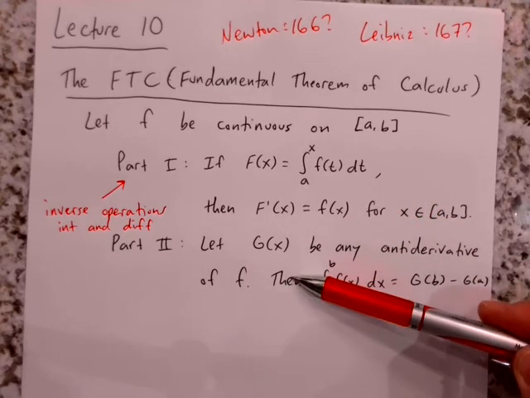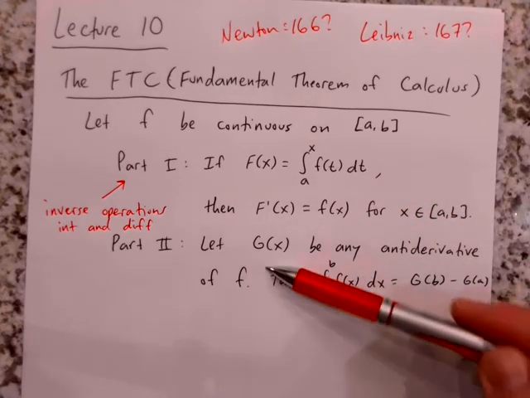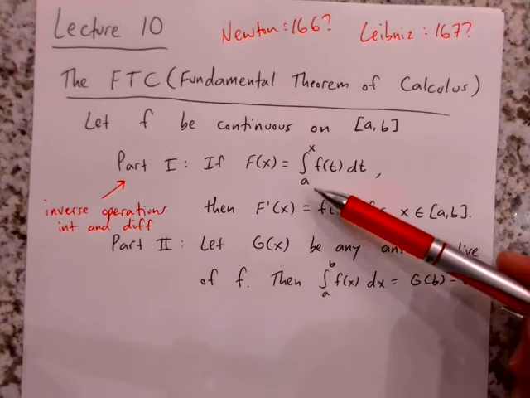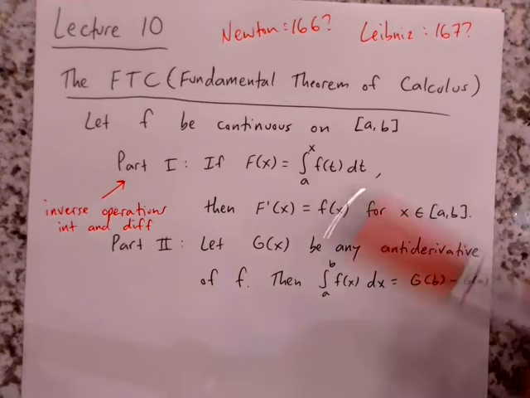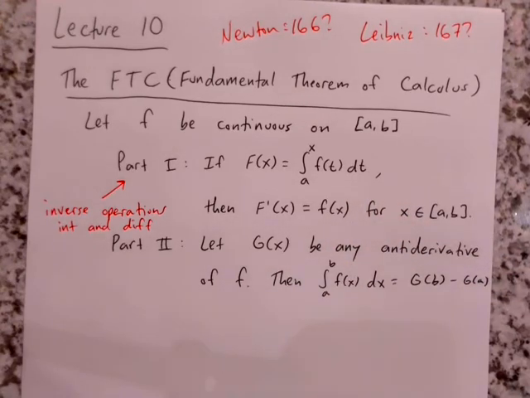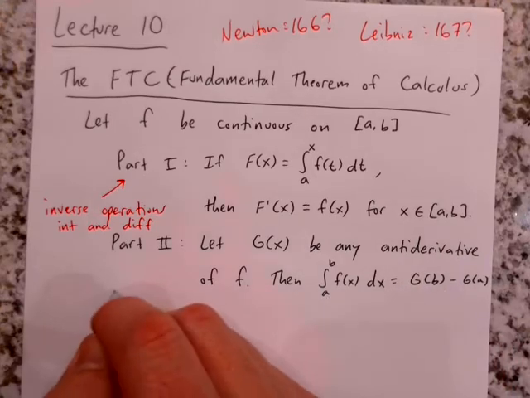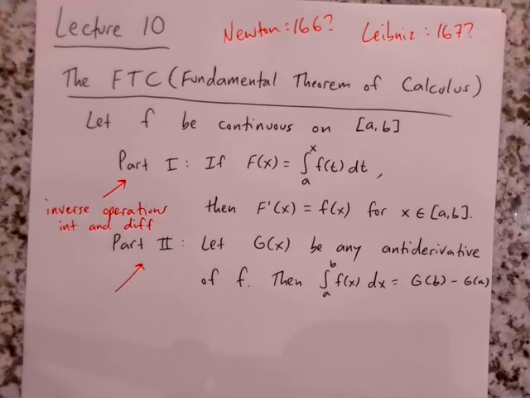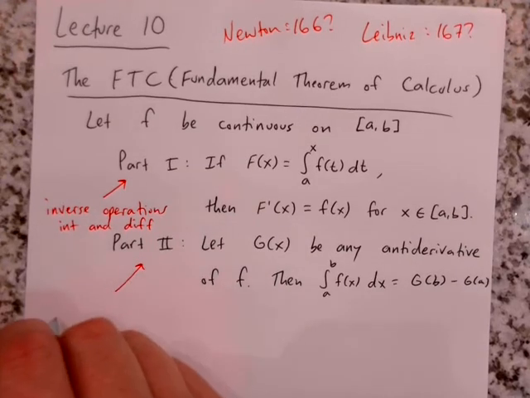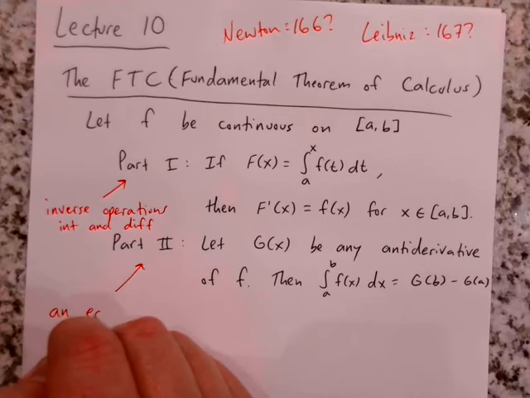Part 2, especially the way that I prove them, part 2 is just a consequence of part 1. Part 1 is the big deal. Part 2 is the consequence. Part 2 says that if g is any antiderivative of f, then the integral from a to b of f is g of b minus g of a. This is the more useful part for us, right? Because this gives us an easy way to compute definite integrals.